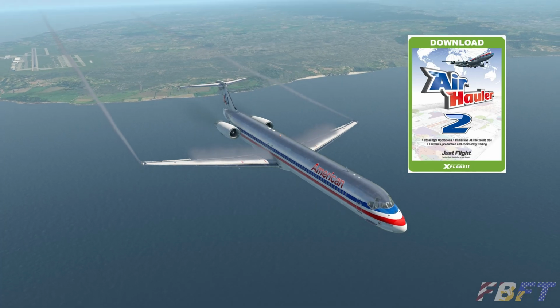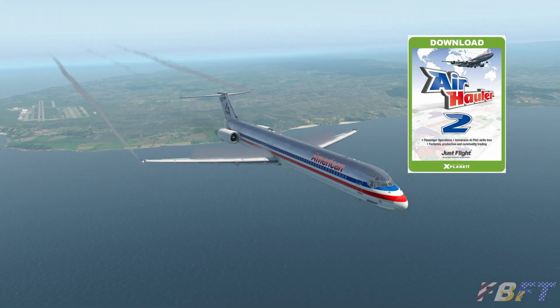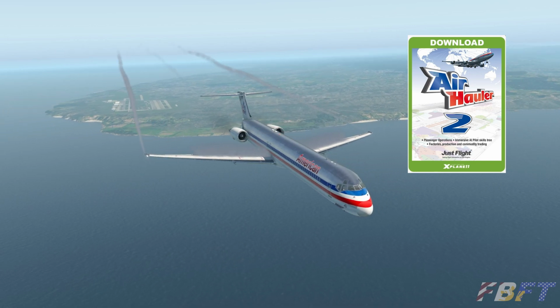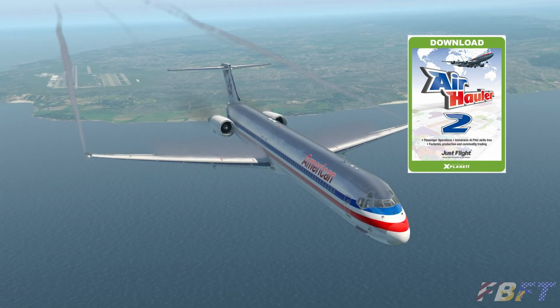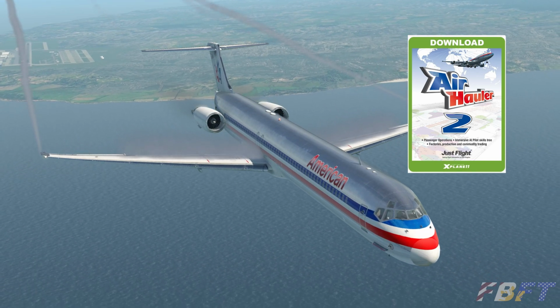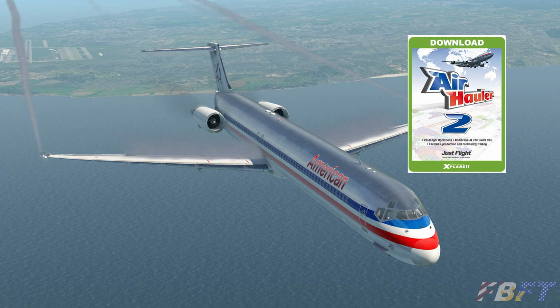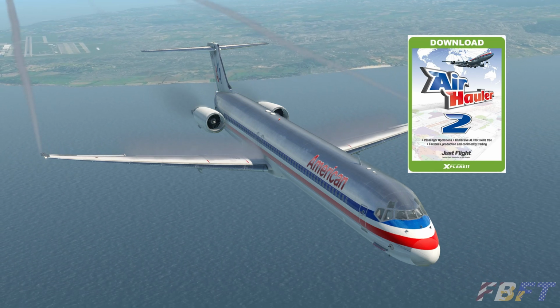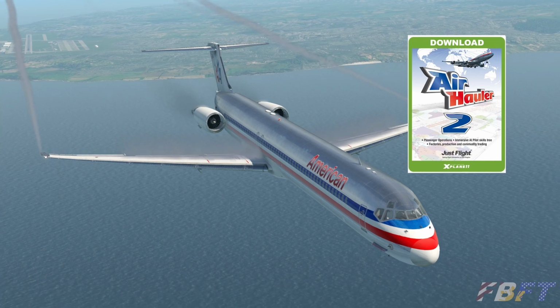If you've recently picked up Just Flight's Air Hauler 2 for Microsoft Flight Simulator, X-Plane 11, or P3D and FSX, congratulations! We think you'll love it. You have a few aircraft in your hangar, but now you want the real money and you want it quickly. How do you do it? I'm Lee from Flight Brothers FT, and today we're going to show you how.